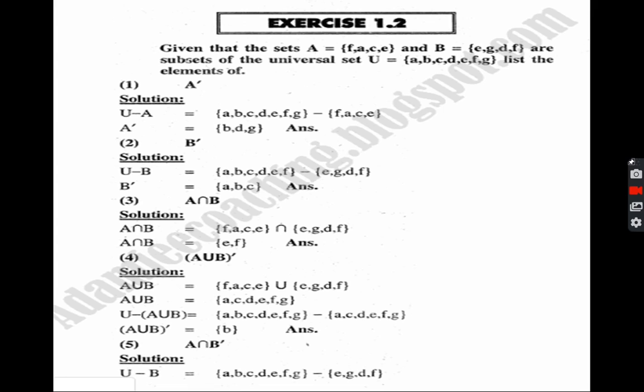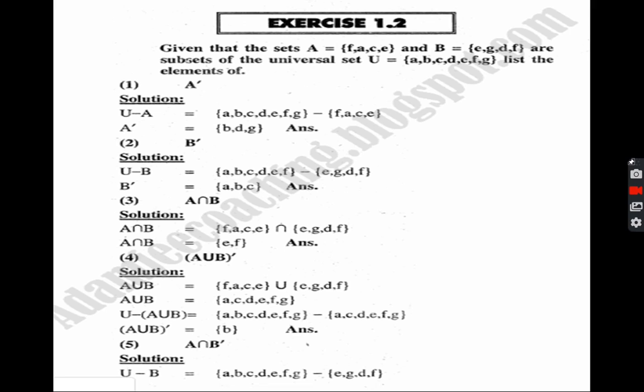सेकंड क्वेश्चन है B complement। B complement में U minus B इसका फॉर्मूला है, so we will put the value of U, and after the value of U I will put the value of B, U minus B. Firstly I am putting the value of U: A B C D E F G. After that now I am putting the value of B: E G D F, so E G D F is subtracted from U. Then the remainings are A B C.